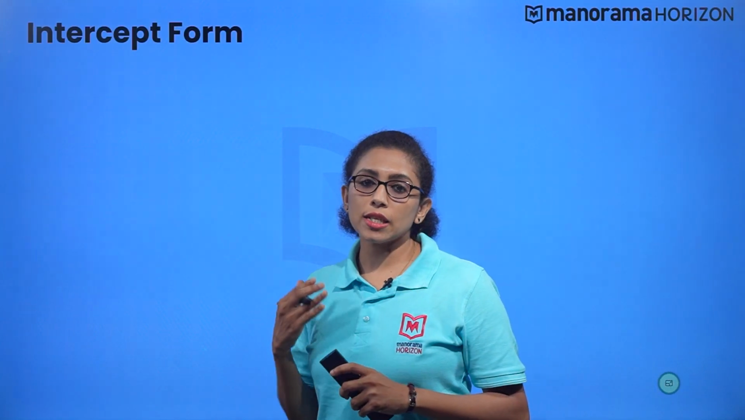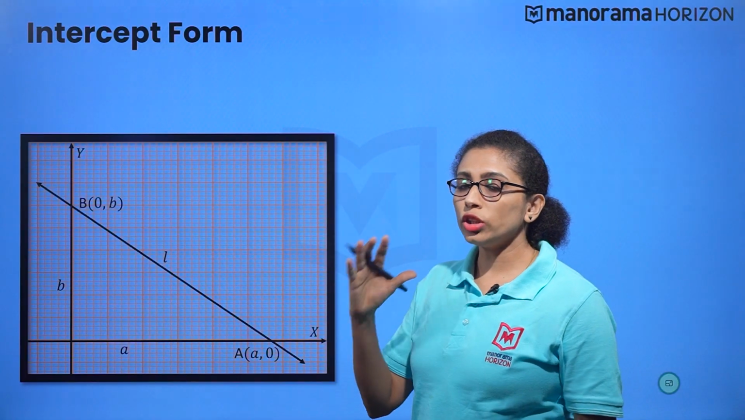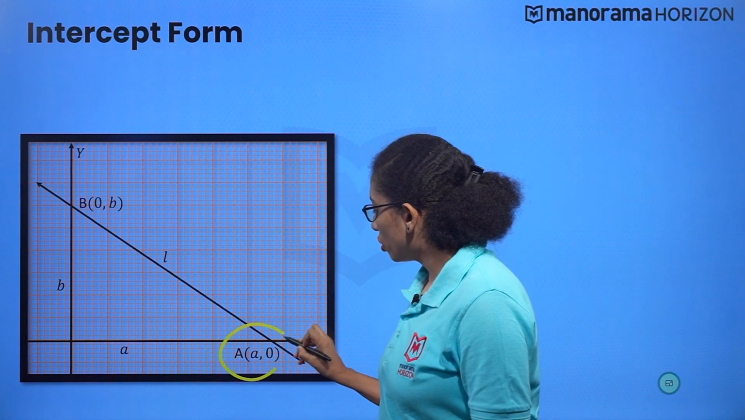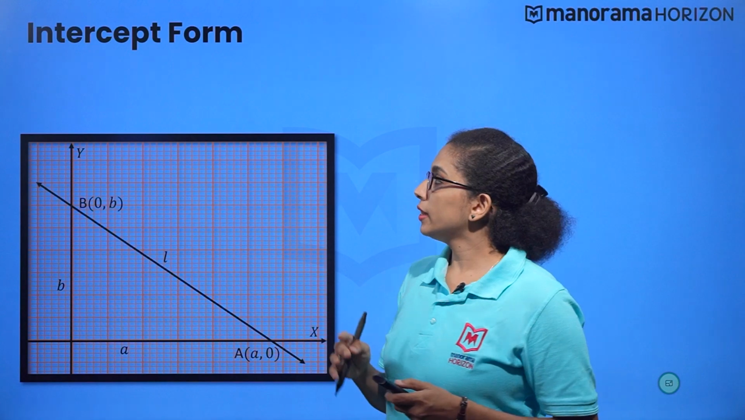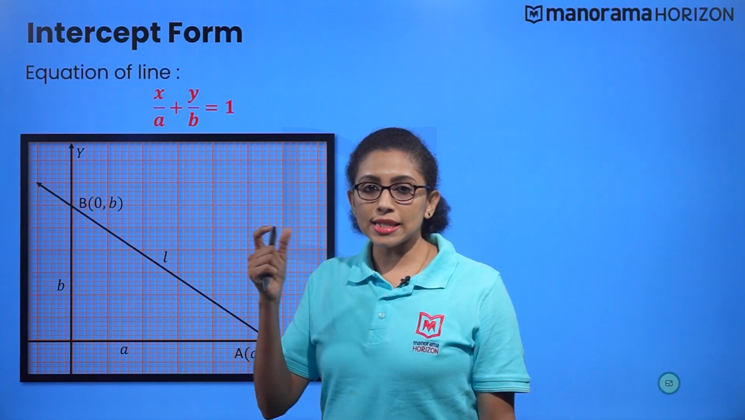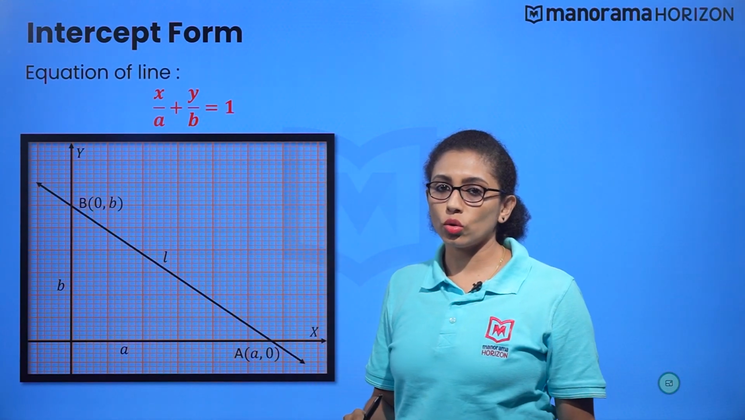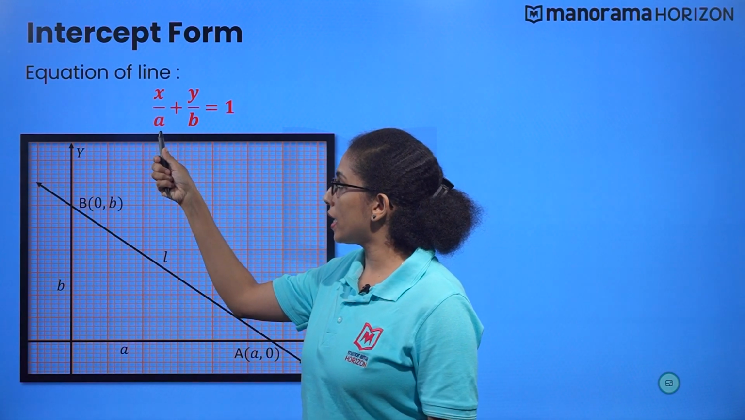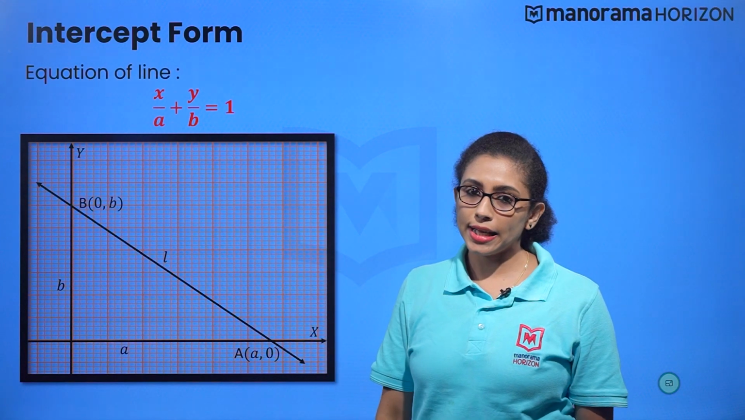Now, let's discuss another form, which is the intercept form. In this case, both the intercepts will be given like points, that is a, 0 and 0, b. In that case, the equation of a line will be x by x-intercept plus y by y-intercept is equal to 1. So the equation of the line when two intercepts are given will be x by a plus y by b is equal to 1, where a and b are the intercepts.